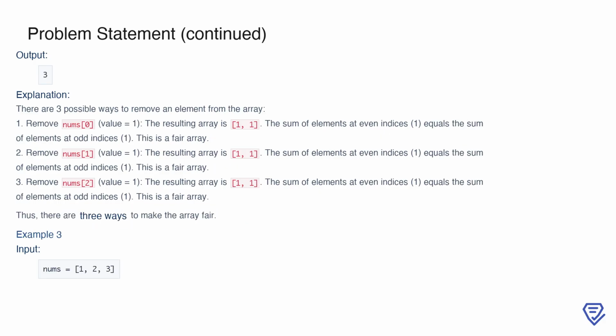Now, let's look at the second example, where the input array is 1, 1, 1. Again, there are 3 possible ways to remove an element. If we remove nums[0], the resulting array is 1, 1. The sum of even indices is 1, and the sum of odd indices is also 1, making this a fair array. Similarly, if we remove nums[1] or nums[2], the resulting array is 1, 1 in both cases, which is also fair. Since all 3 removals result in a fair array, the output is 3, as there are 3 ways to make the array fair in this case.